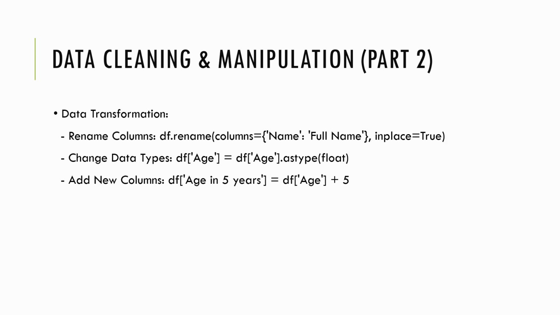Data transformation is also essential in cleaning. Sometimes you need to rename columns to make them more meaningful, which can be done using the rename method. Additionally, you may need to change the data types of certain columns, such as converting the age column to a float. You can also add new columns to your data frame. For example, adding a new column that calculates a future value or modifies existing data.